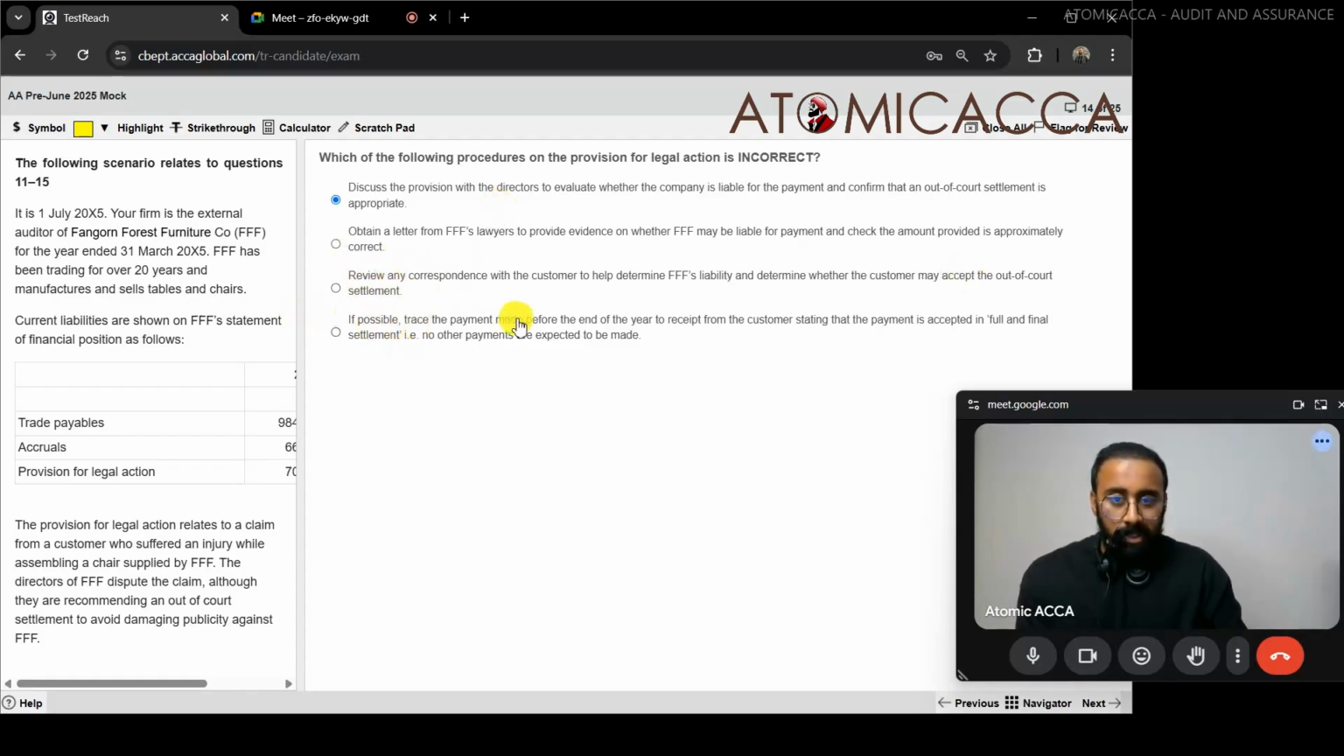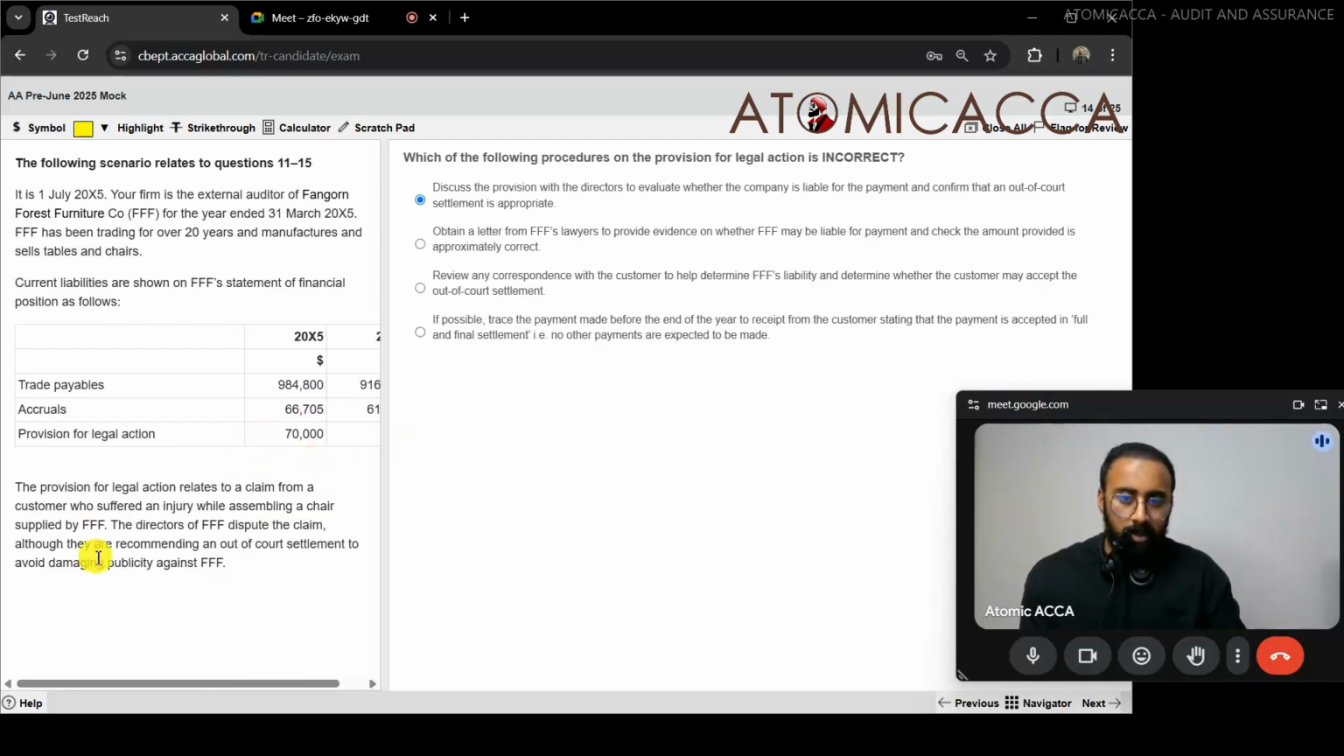If possible, trace the payment made before the end of the year to a receipt from the customer stating that payment is accepted in full and final settlement, that is, no other payments are expected to be made. If it is made before the year end, then there are no more legal actions, right? Because if something is paid before the year end and the customer's receipt says we have accepted full and final settlement and no other payments are expected, in that case there is no need for a provision for legal action. Plus there won't be any concept of an out of court settlement.